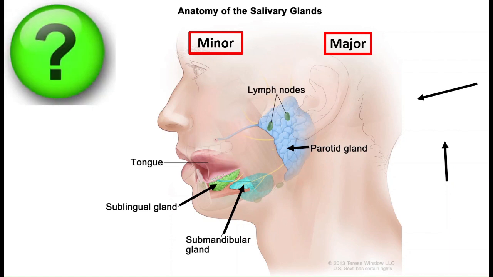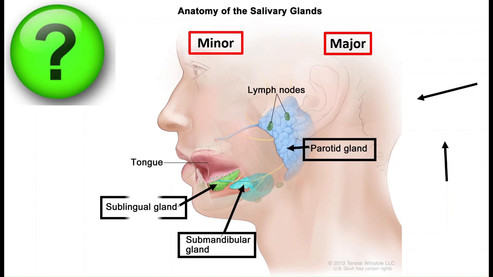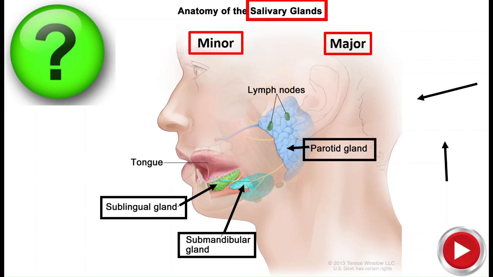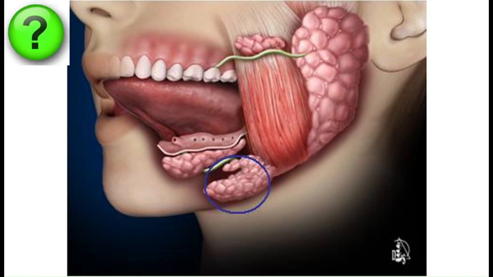So this is a resume to summarize the major and basic facts of the process of salivation. And the three major salivary glands are the parotids, submandibular, and the sublingual. These are the major salivary glands. This is a diagram showing the positions of the major salivary glands.